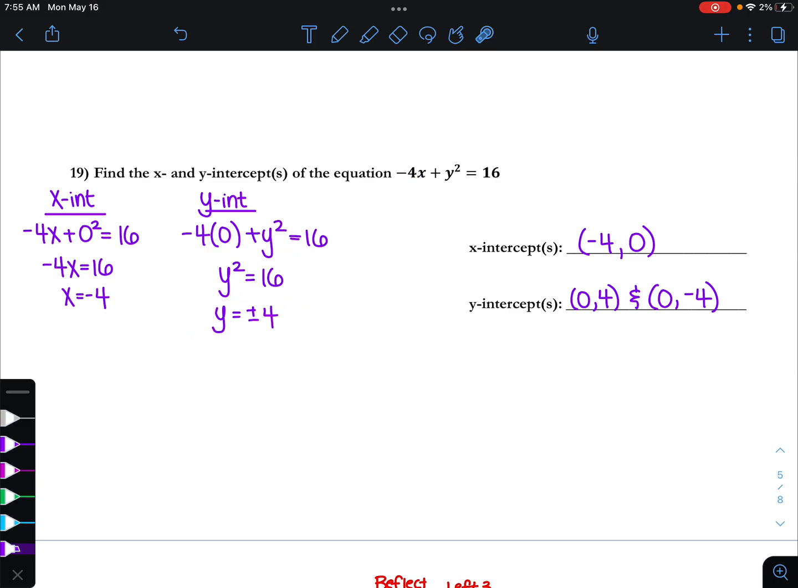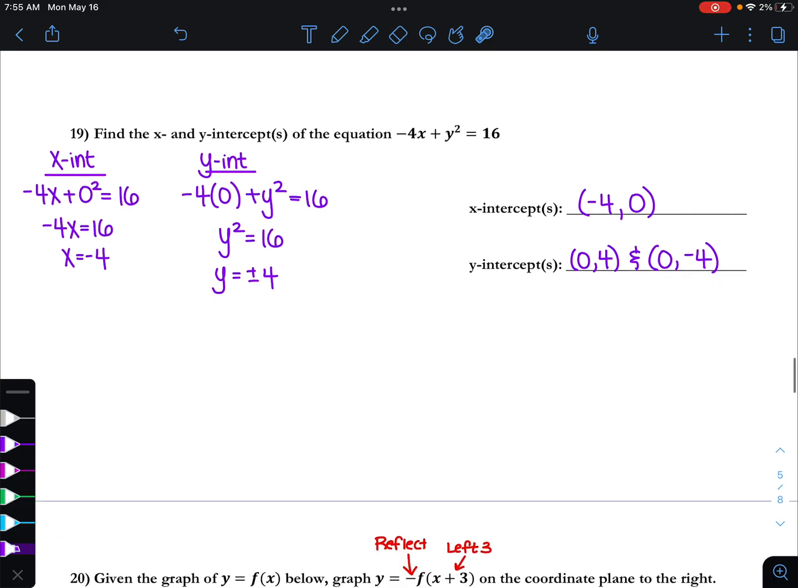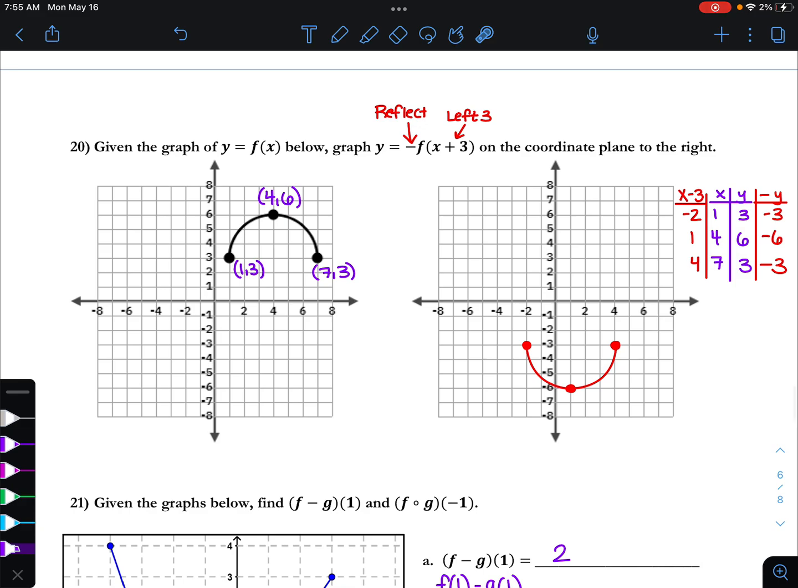Notice, when we take the square root, we do have a plus or minus, so you should have 2 y-intercepts. Keep going with transformations here. So it wants us to take the original function, which is just this random little rainbow guy here, and they want us to reflect it. That's why that negative is there, and then shift it to the left 3.